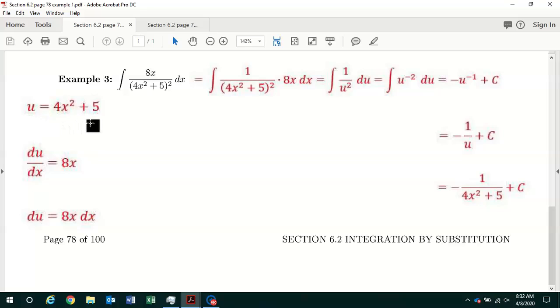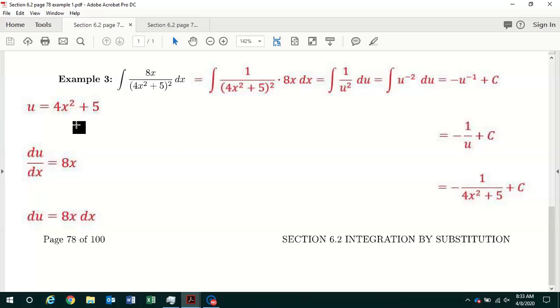If we set u equal to 4x squared plus 5, then du over dx, the derivative of u with respect to x, is 8x, and then we've got to isolate du on the left-hand side. So we multiply both sides by dx, and we get du is equal to 8x dx. Now, this fraction here can be written as a product of two fractions, 1 over (4x squared plus 5) quantity squared times 8x over 1. But 8x over 1 just simplifies to 8x.